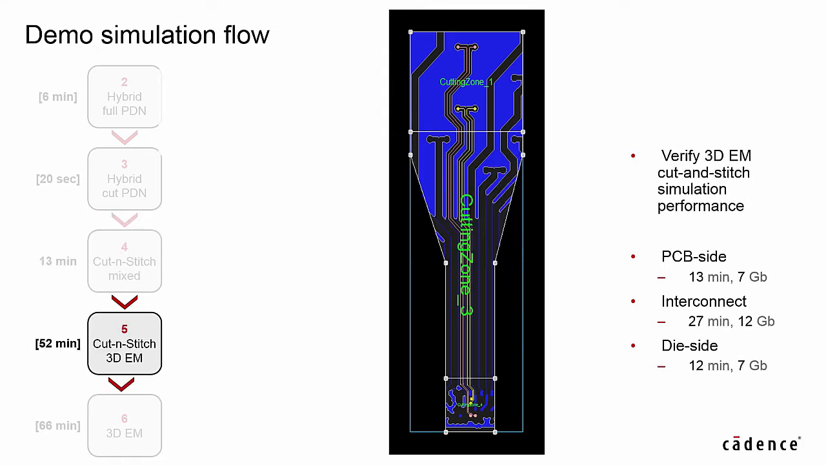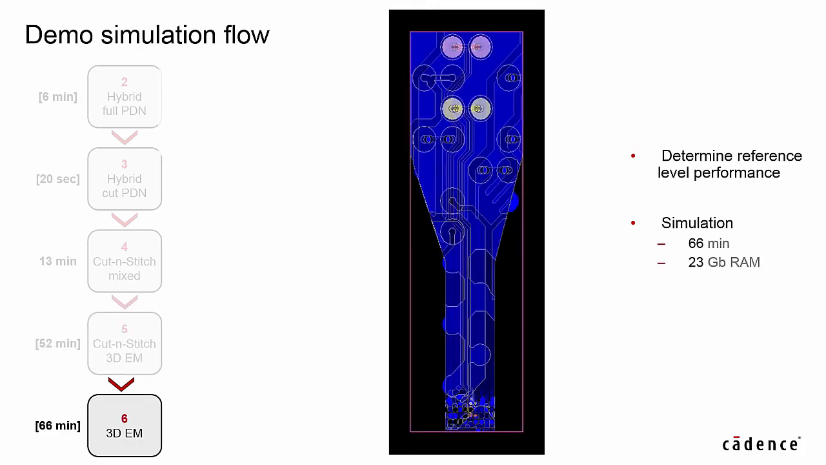Step 5. As an optional verification, I select all zones for 3D simulation. The simulation takes about 12 minutes for the die transition and 27 minutes for the interconnect. With the 13 minutes required for the board transition, that's a total of about 52 minutes. The previous mixed solver results compare well with these new all 3D results.